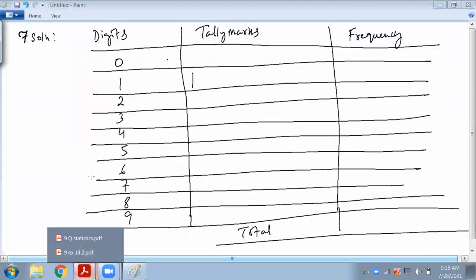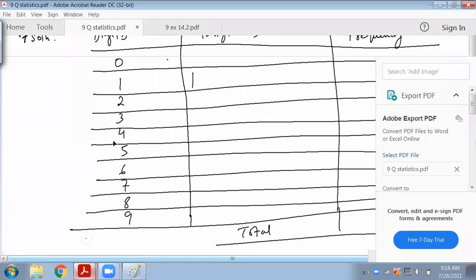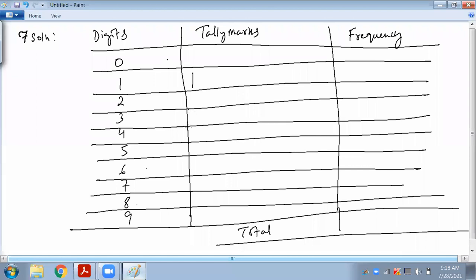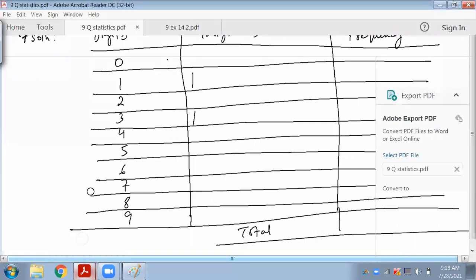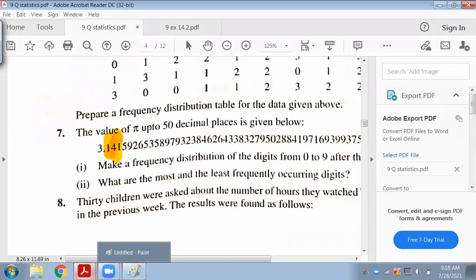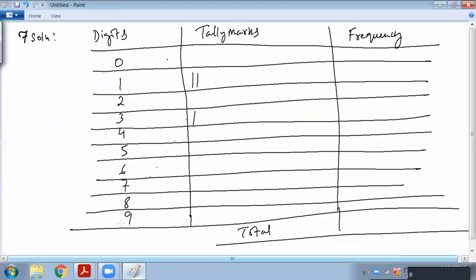Then again you're going to cut 4, and near 4 you're going to put the tally. Then you're going to cut 1 again. Next is 1, you'll cut 1 and you're going to put a tally near 1, and so on.